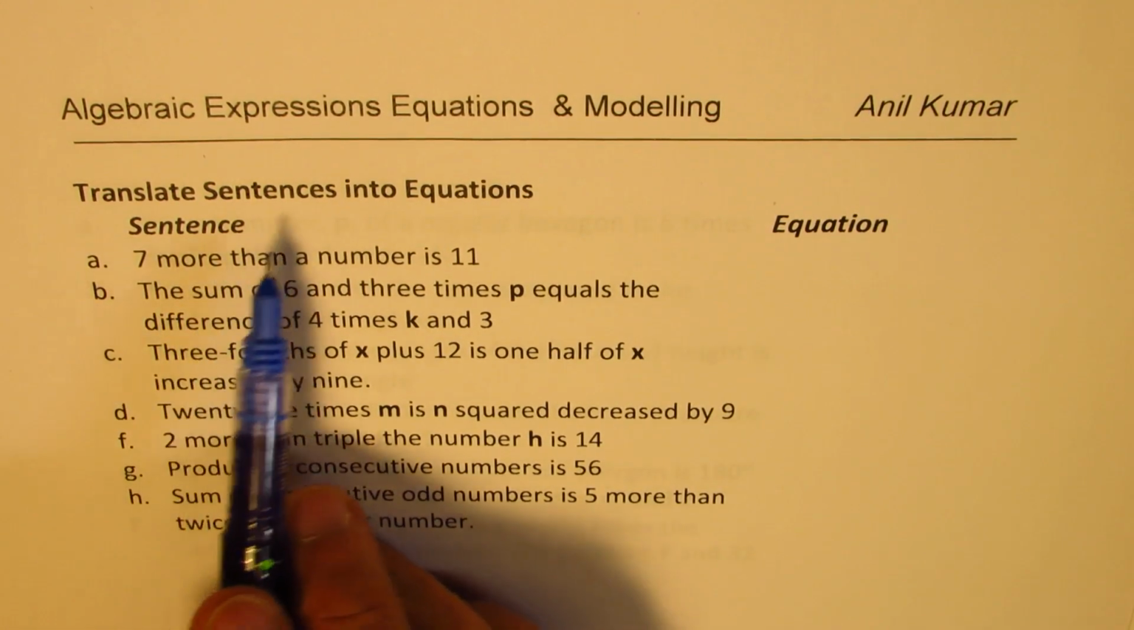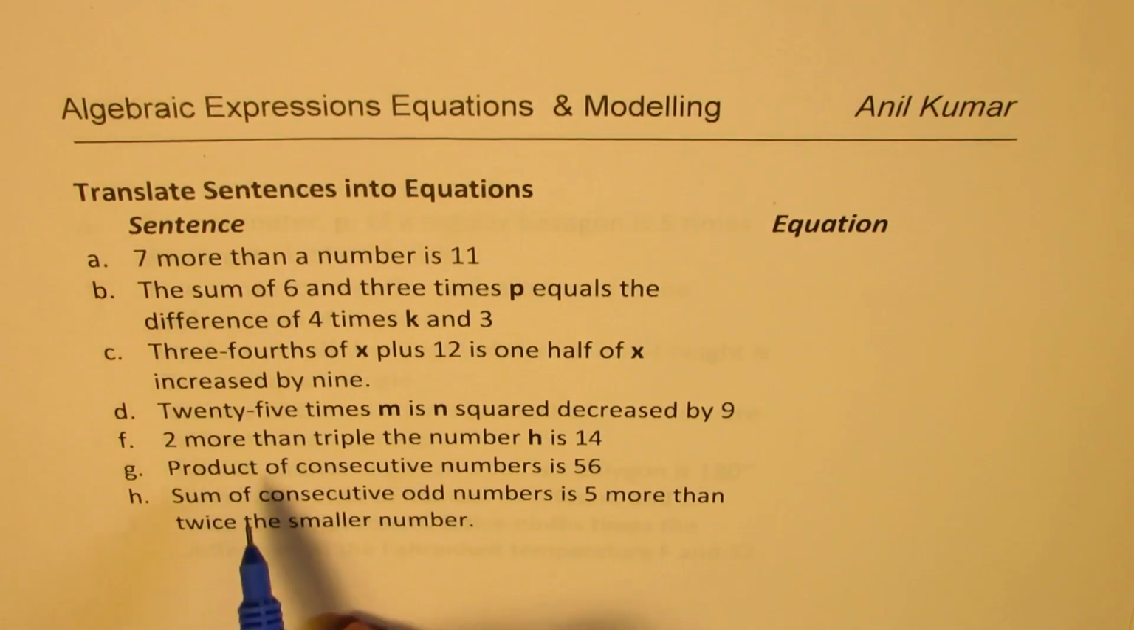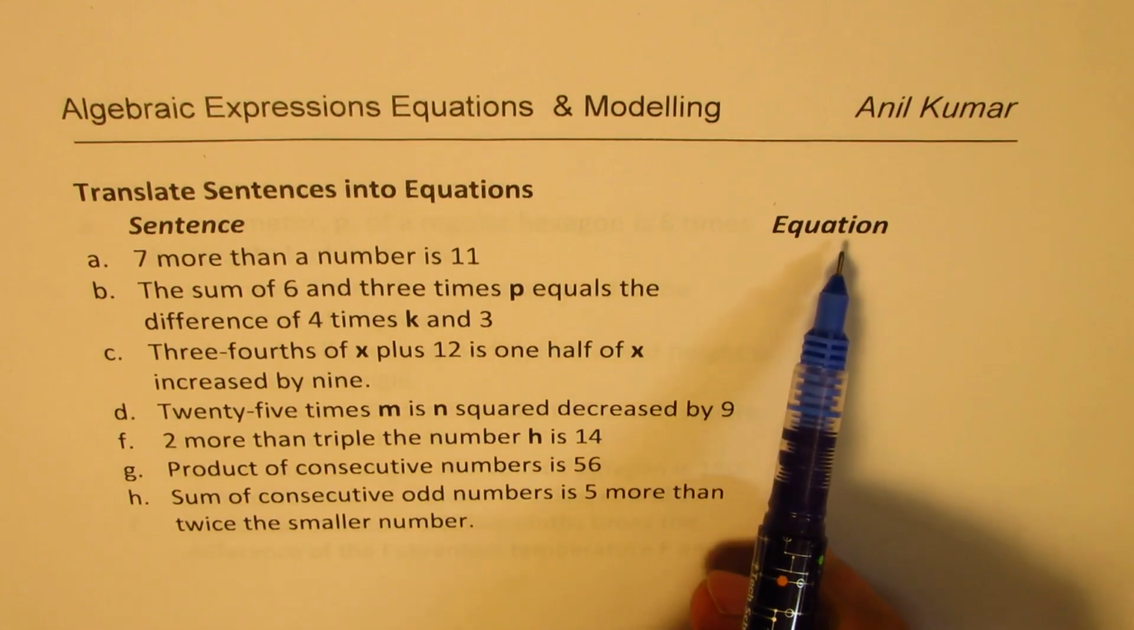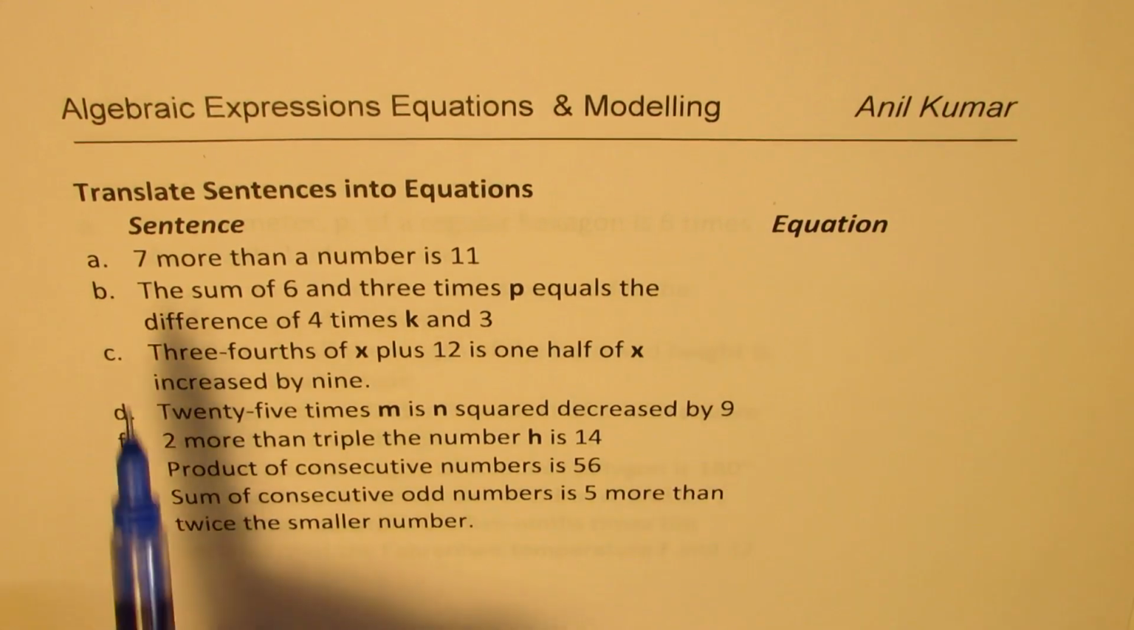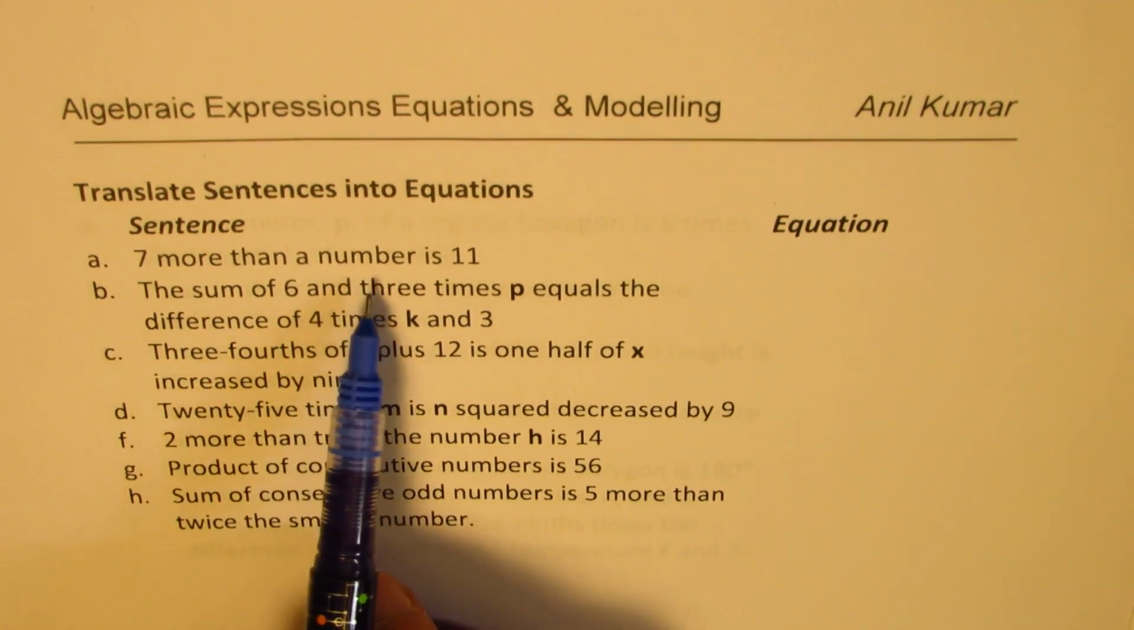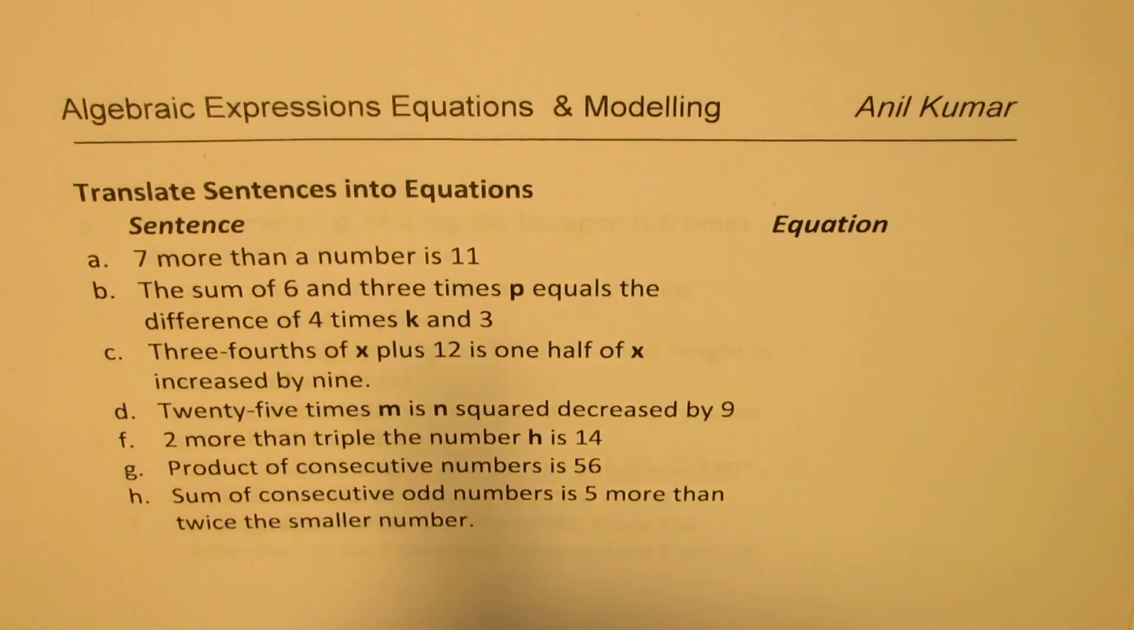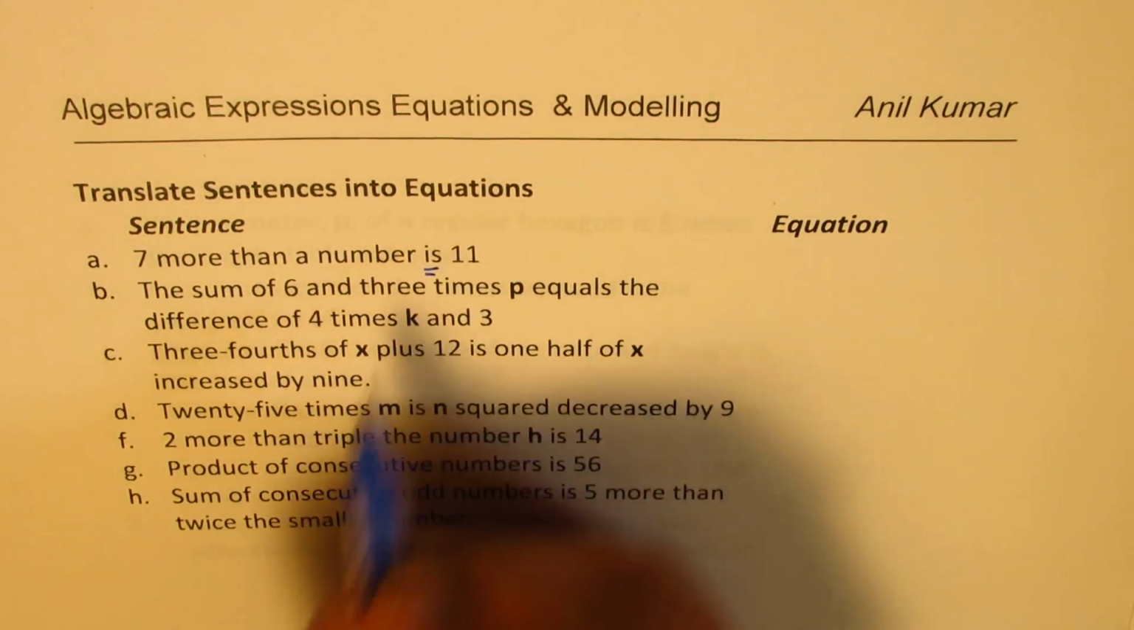Let us translate sentences into equations. So these are the sentences here. Equations will always have an equal to sign. 7 more than a number is 11. So "is" means equal to sign, right?